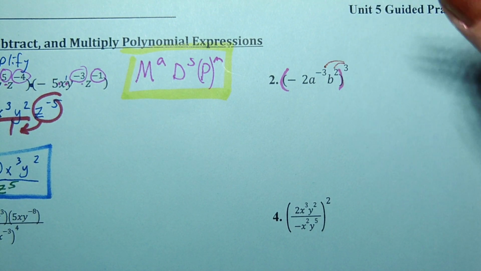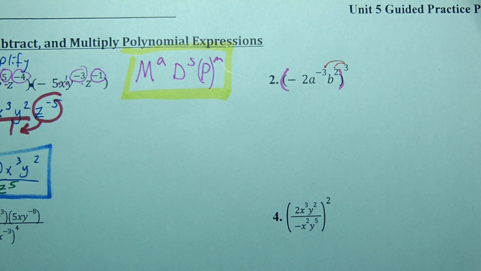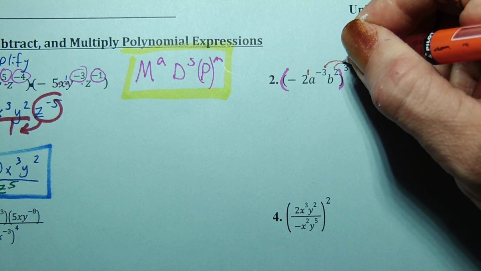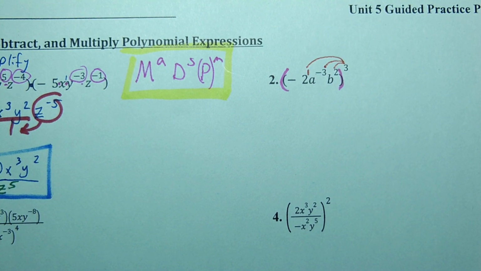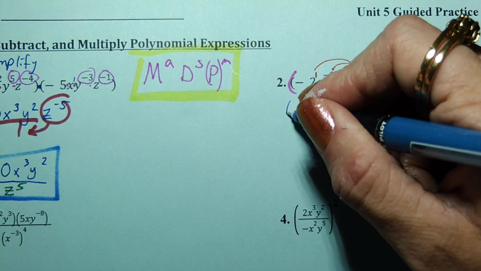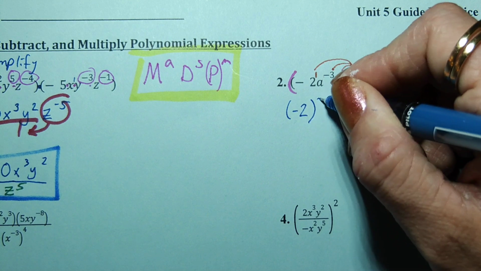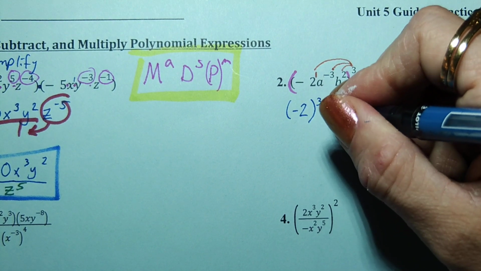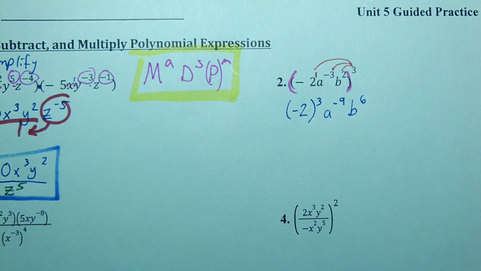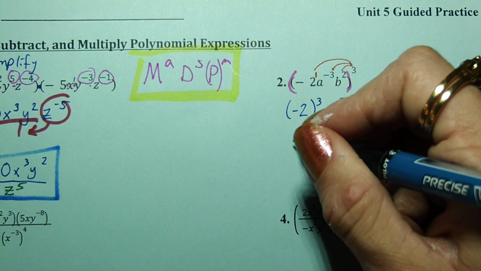And I'm going to work with the negative. How many exponents do I have in that parenthesis? 3. The B has 1, the A has 1, and that sneaky coefficient of 2 has a power of 1 as well. Now be careful, because when I distribute that 3 to that -2's power of 1, it's -2 to the 3rd, A to the -9th, and B to the 6th. What's -2 times -2 times -2? It's -8.